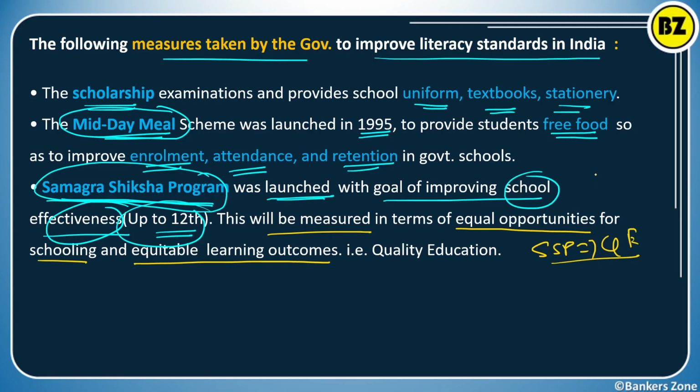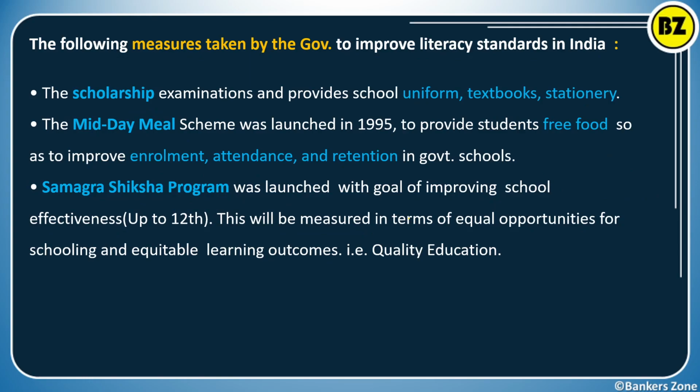So this was mainly started by the government in 2021. Politically, I can say the Delhi government was doing a lot in the sector of education, so it was somehow related to politics also. Okay, so in 2021 this Samagra Shiksha program was started by the central government.